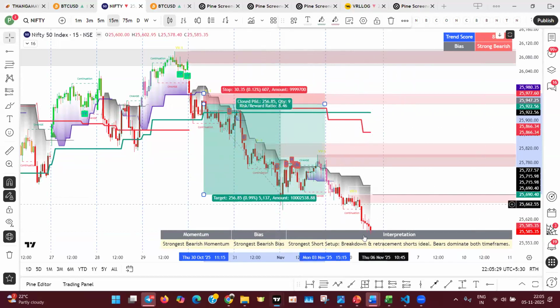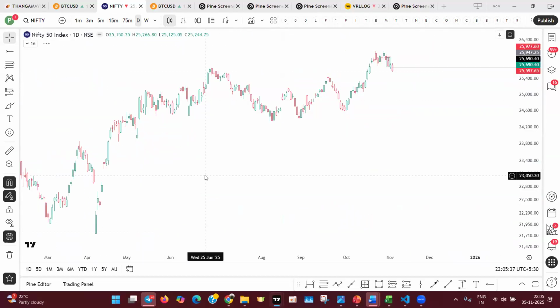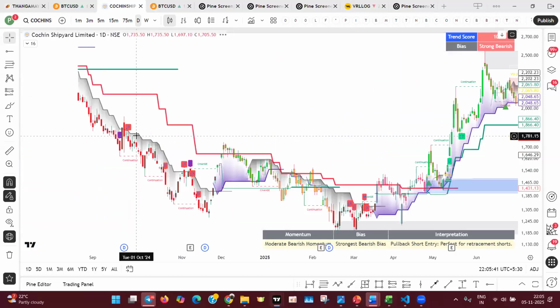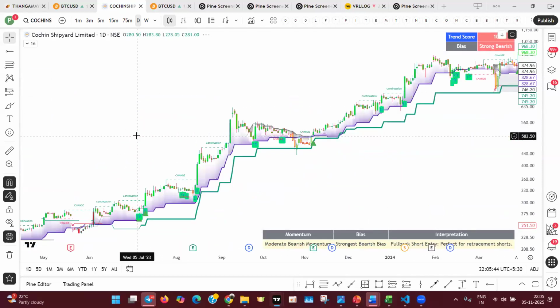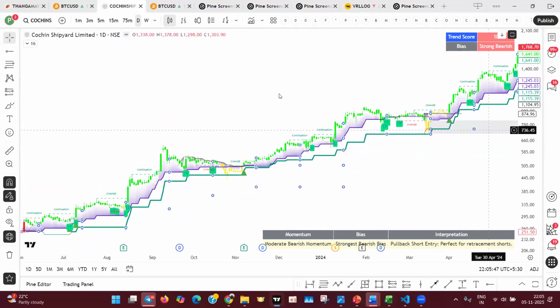Otherwise, what happens? We just try to capture the profits, exit the full position, and it keeps going further in our original direction. If you notice the risk reward in this trade, I will show you. Just a minute.